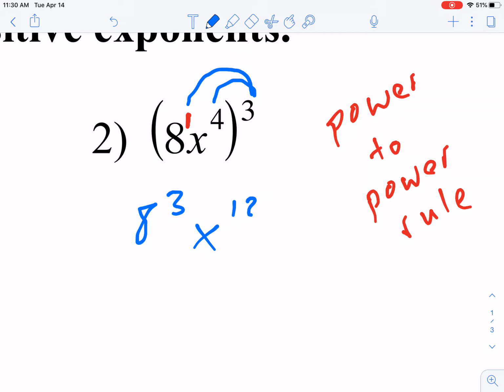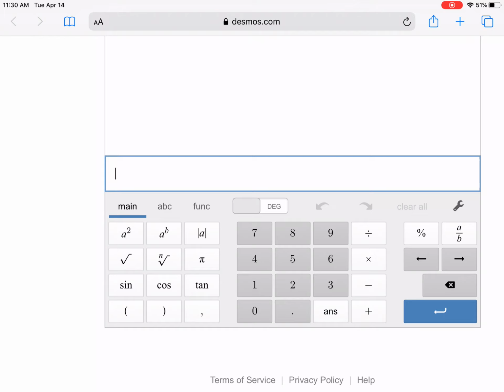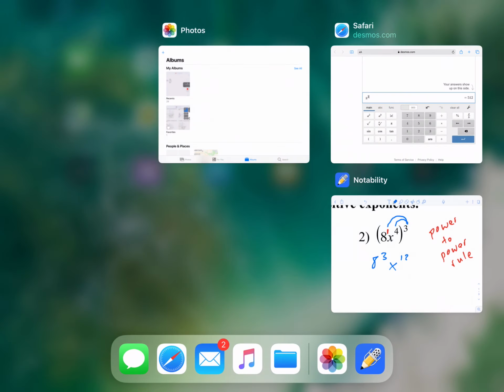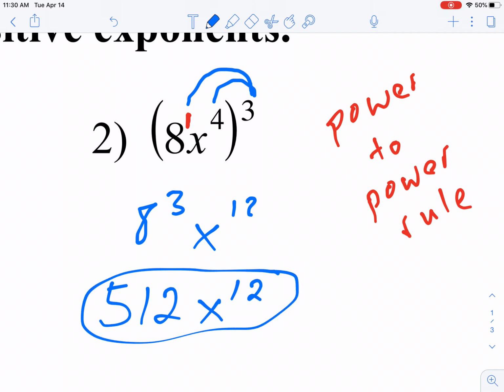You're still not done with this one. You need to take your 8 to the 3rd and figure out what that would be. Again, you're always more than welcome to use Desmos Scientific Calculator. If you're not sure how to get to it, just type in Desmos Scientific Calculator on Google. You'll do 8 to the 3rd power, and you'll find out that it's 512. So then this would become 512x to the 12th power. Again, that's called the power to a power rule, and you're going to multiply the exponents by the exponent on the outside.